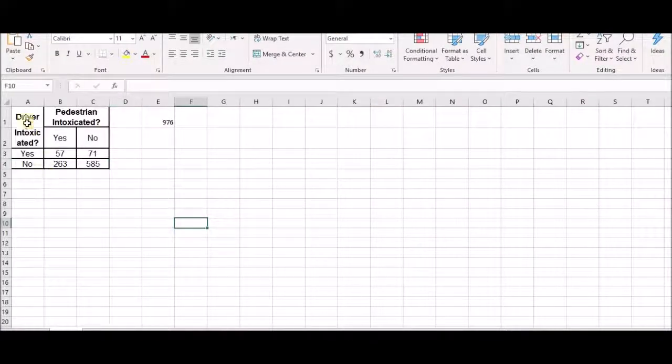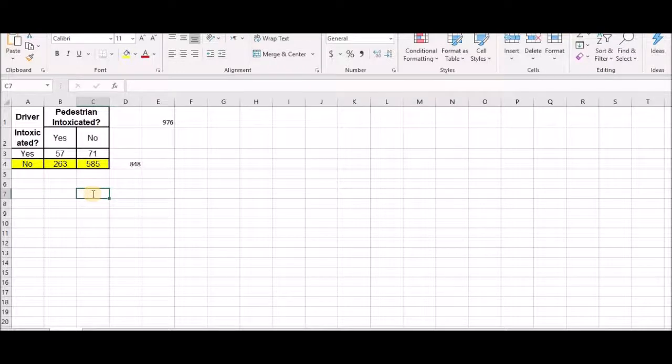So I went ahead and copied and pasted the table right here. Now I'm looking for all of the pedestrian deaths that involved a driver that was not intoxicated. So I'm looking at the last row right here, and I'm going to add those two numbers. I'm going to say the first number plus the second number, or I could use the sum function to do that. So the sum of that was 848 pedestrian deaths out of 976 pedestrian deaths involved a driver that was not intoxicated. So to answer that question, we want two probabilities.